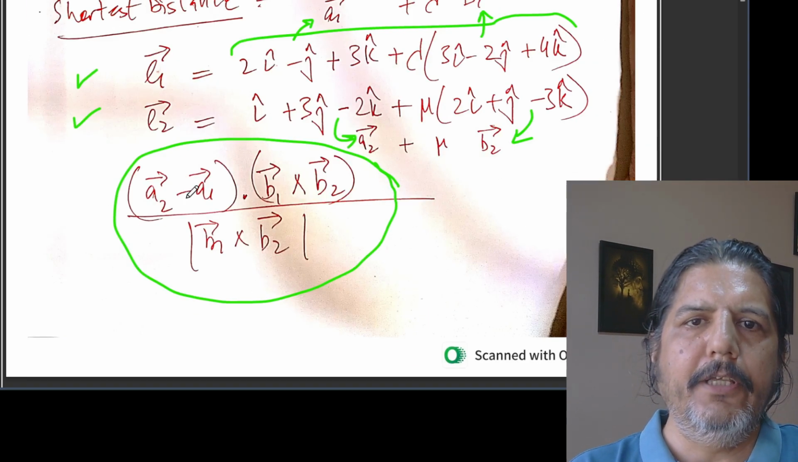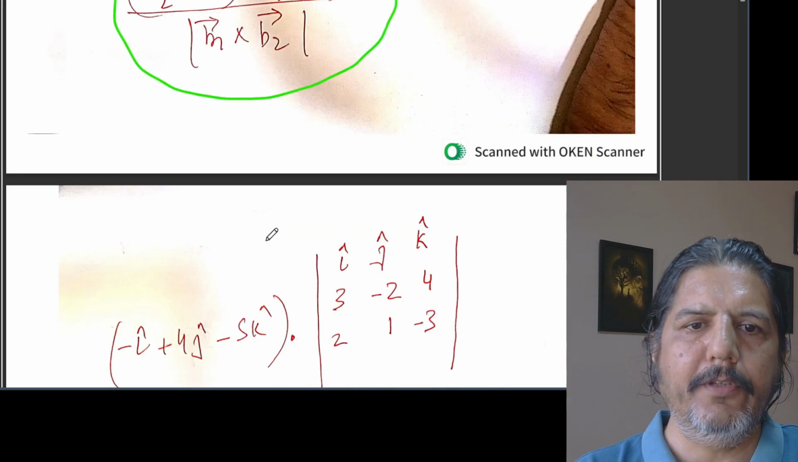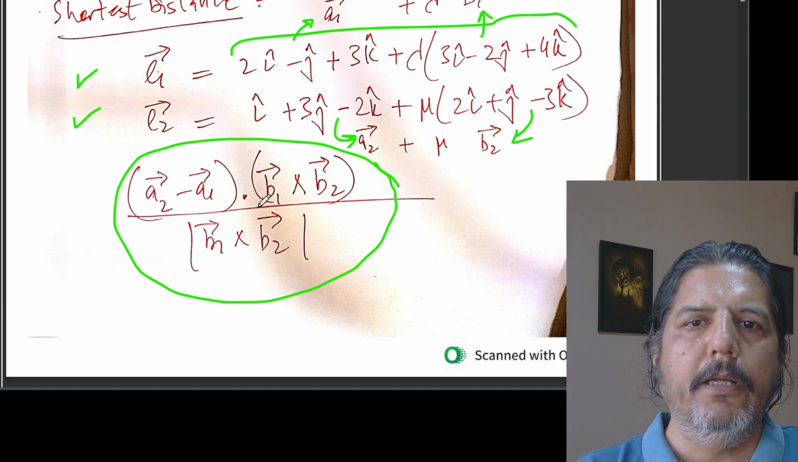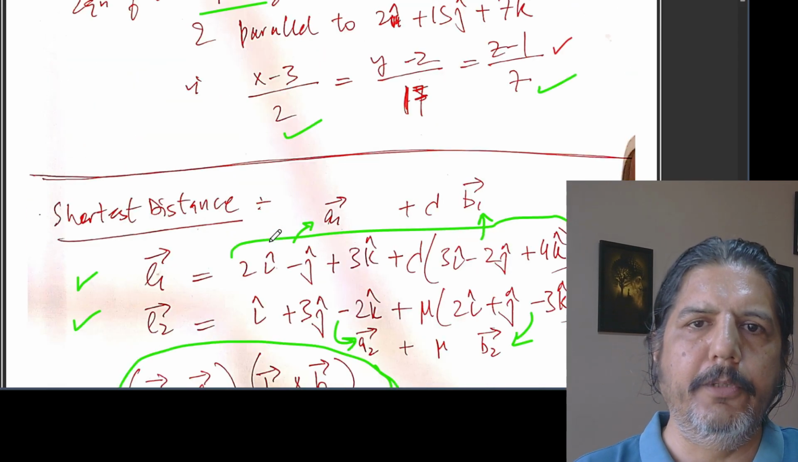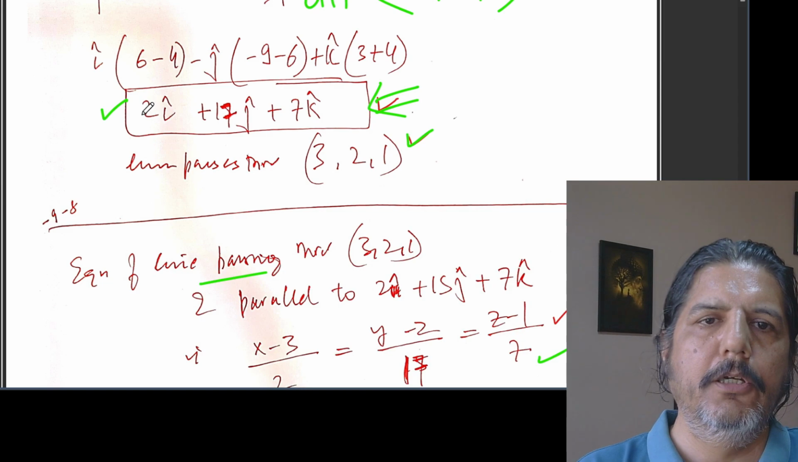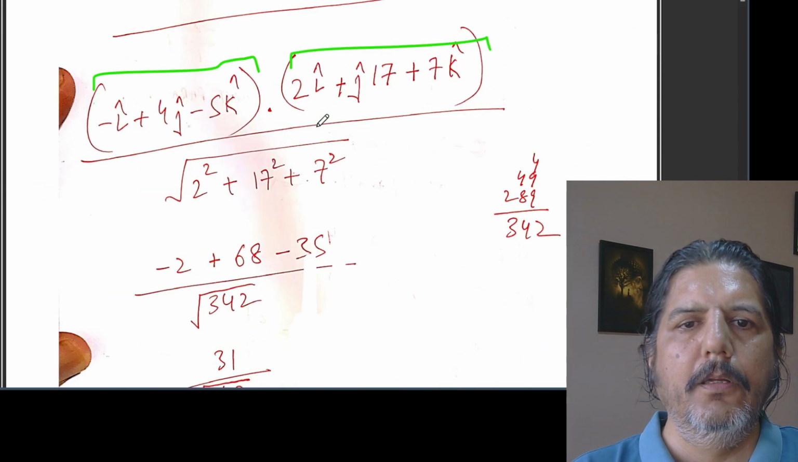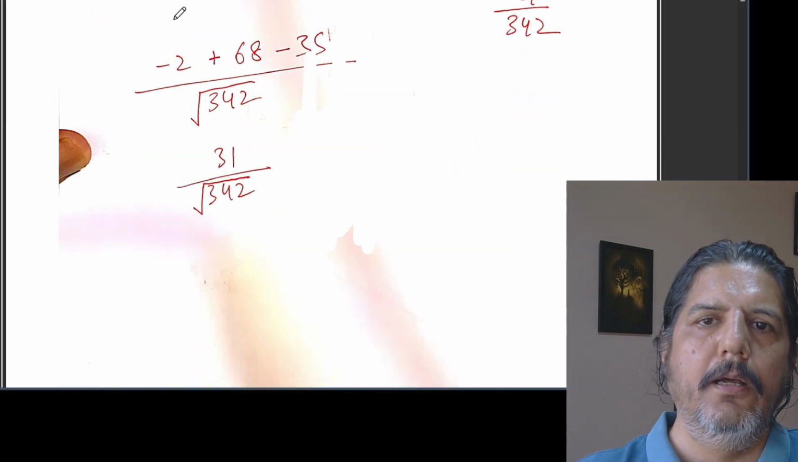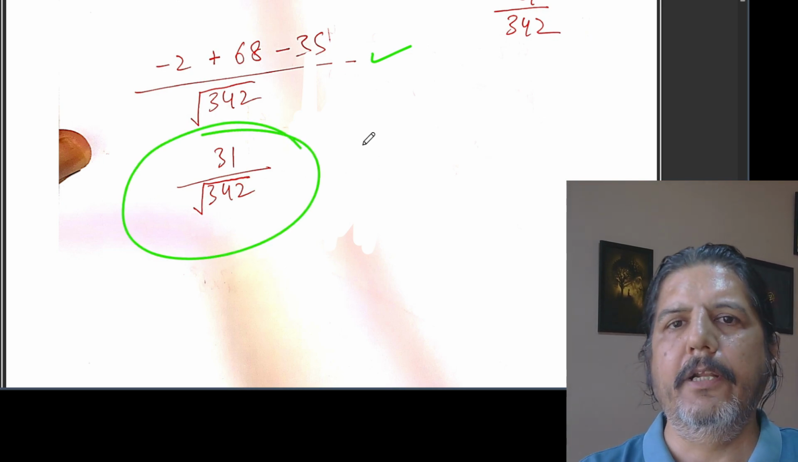And A2 minus A1, I'll calculate and put it here. Then I have to find the modulus of B1 cross B2, which is the square root of 2 squared plus 17 squared plus 7 squared. I find the dot product of these two, and finally, I get 31 by root 342 as the final answer.